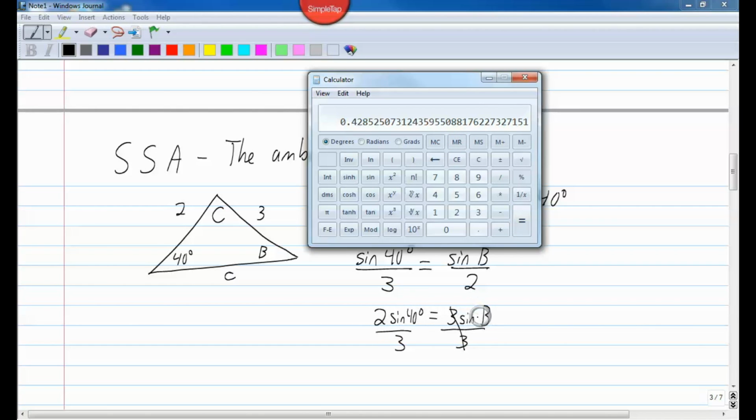Now to figure out the angle measure, I have to use the inverse function. So you say inverse sine. This is the angle measure that would correspond to it. Alright, so I'm going to round this angle measure to one decimal place. So this is about 25.4.